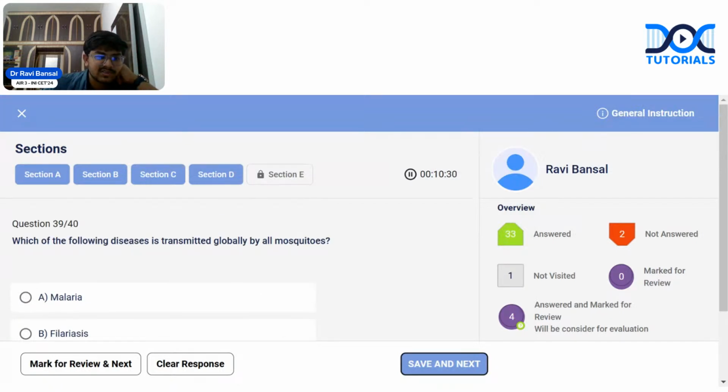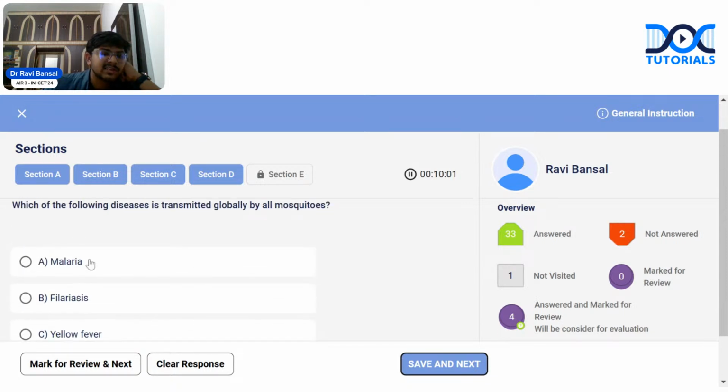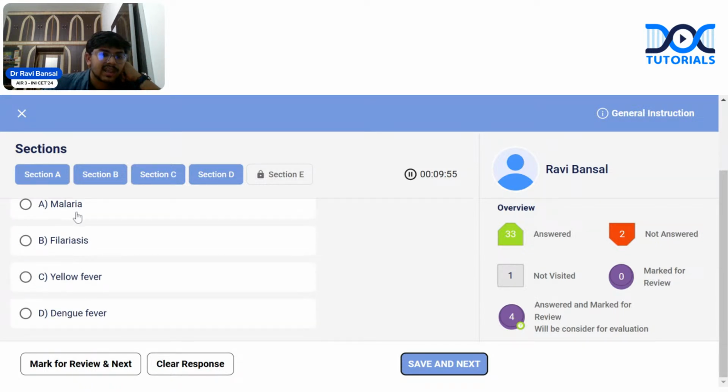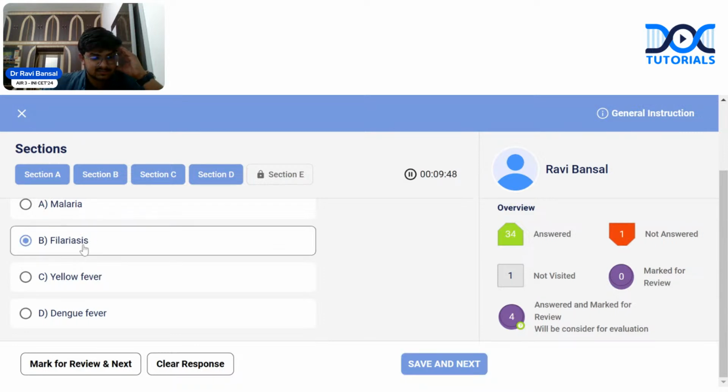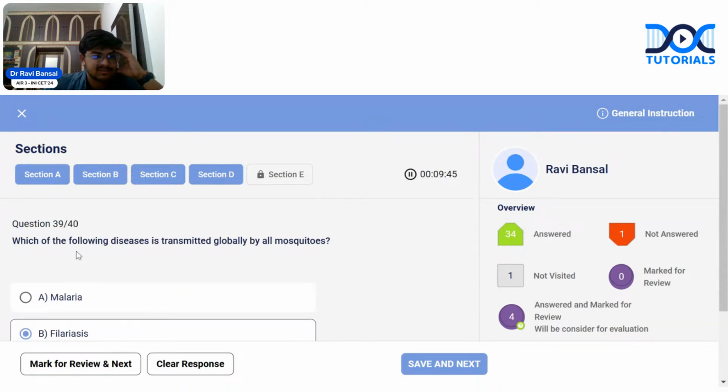Which of the following diseases is transmitted globally by all the mosquitoes? Transmitted globally by all mosquitoes. There is a table of mosquitoes. I remember Anopheles, Culex, and Mansonia mosquito. In all of the mosquitoes, they write filaria outside of India, except the Culex. Malaria is caused only by the Anopheles mosquito. But Anopheles causes filaria outside India, and Culex causes filaria outside India.